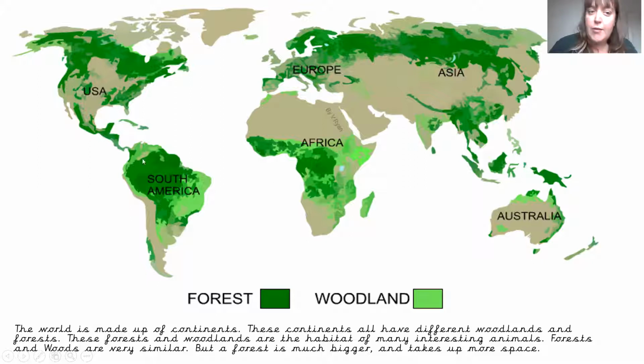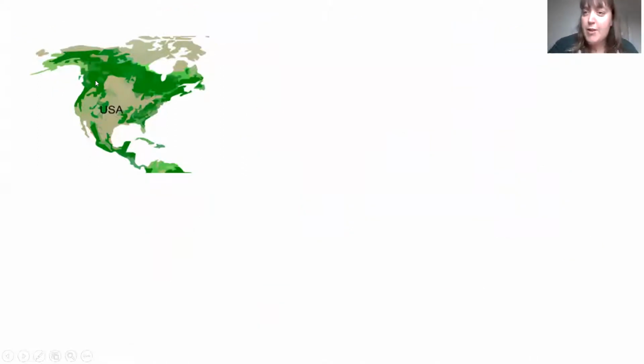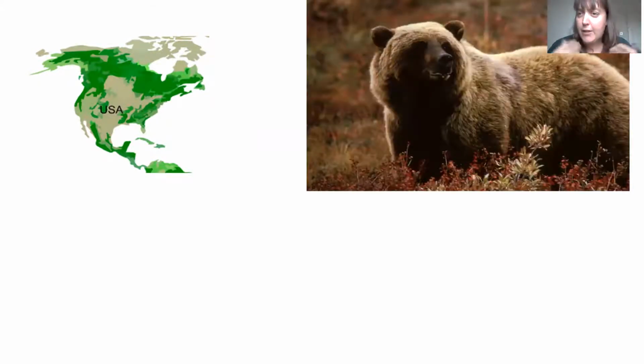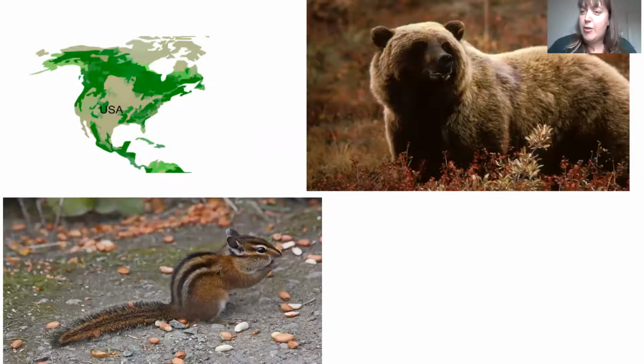So you can see here that around the world, there are lots of forests and lots of woodlands all over the world. The first place we're going to visit today and meet some animals is the USA. In the forest and the woods in the USA, we're going to meet a bear. A bear lives in the forest and the woods in the USA. So you won't find a bear anywhere near our house. Also, a chipmunk.